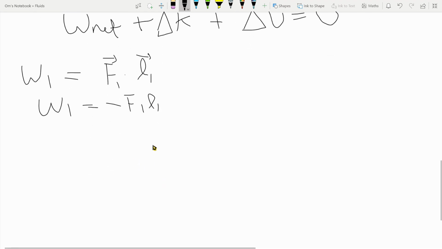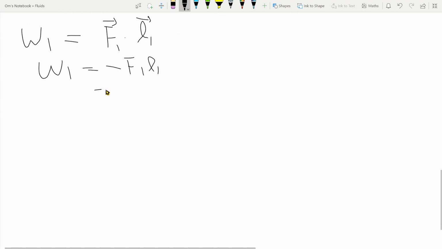But again, we're not actually concerned with the forces over here. When you're talking about fluids, we're most likely concerned about the pressure that they exert. So this can further be written as minus P1 times A1 L1. And this A1 L1 is nothing but the volume of the fluid, right?